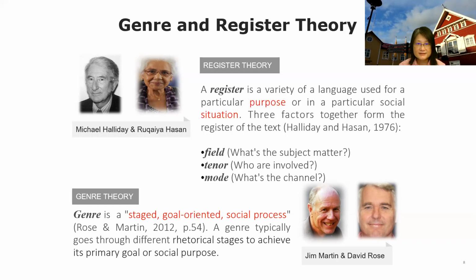So that's the register. And then genre is a related concept, and it is defined as staged, meaning it goes through different stages, goal-oriented, meaning when we organize our text, when we go through the different stages, we want to achieve a coherent primary communicative purpose. So a genre typically goes through different rhetorical stages, that is the organizations, the textual stages in a piece of text, spoken text or written text, to achieve its primary goal or social purpose.